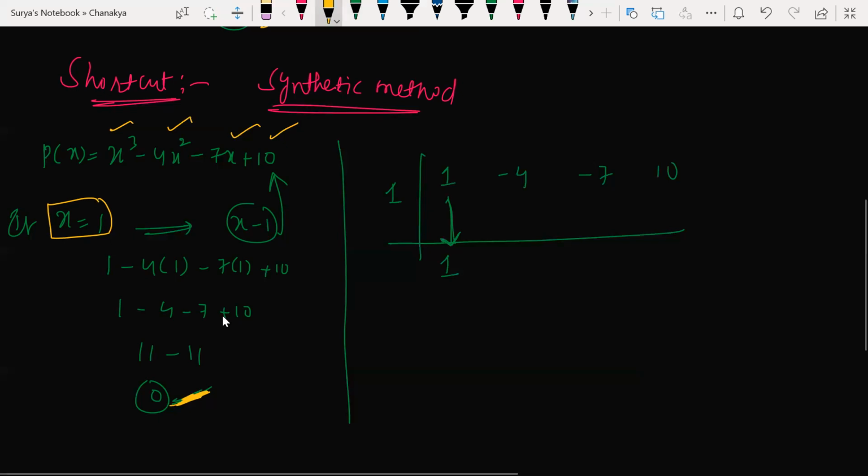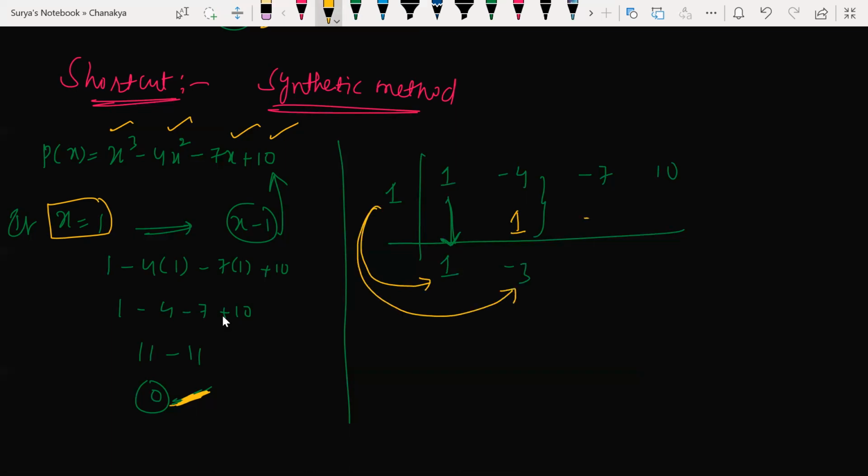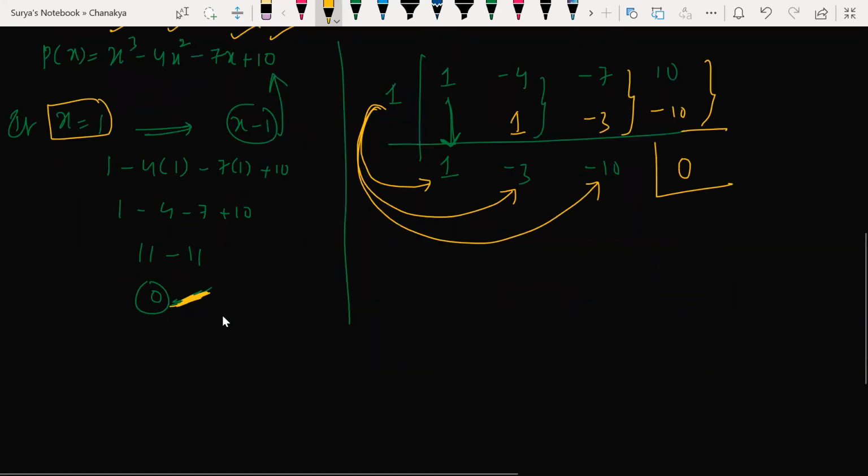Now I multiply this 1 into 1, which is 1. Minus 4 plus 1, adding these two, I get minus 3. Again 1 into minus 3, you write minus 3. Adding these two, you get minus 10. Again 1 into minus 10 is minus 10. Adding these two, I get 0.